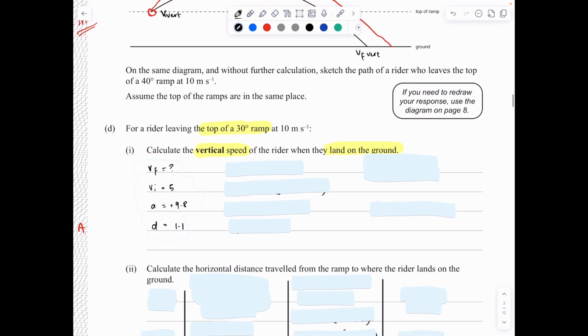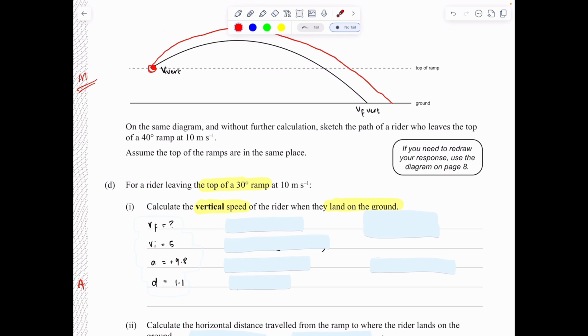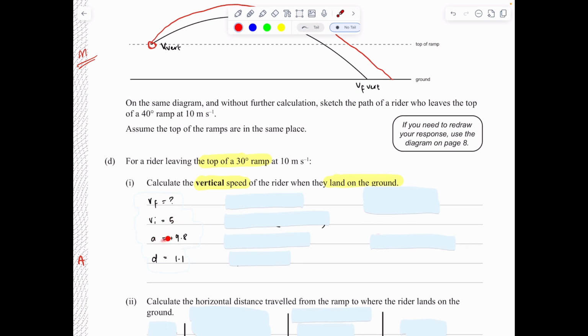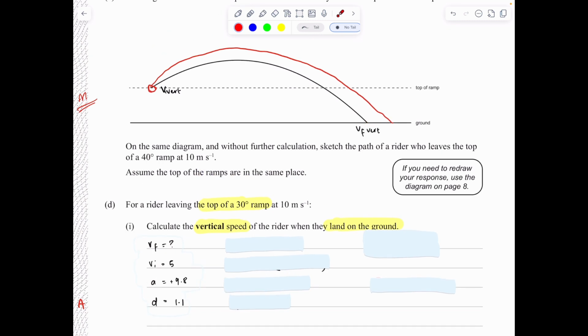Here's what we have. Final vertical velocity, we don't know. Initial velocity from the top of the ramp, which is here, is 5 meters per second. Acceleration is 9.8. Why is it 9.8? Well, I'm working out my final vertical velocity, and it's going down. If we compare it with acceleration, which is also going down, they're going in the same direction. Acceleration is not opposing this velocity.